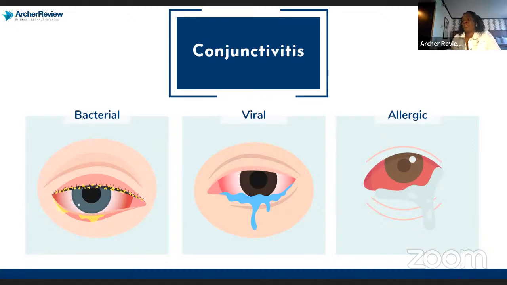But with viral conjunctivitis, sometimes it's related to a cough, a runny nose. The discharge is very clear. It's not thick or yellow or discolored. A lot of times they just have watery eyes, and you get this quite a bit.